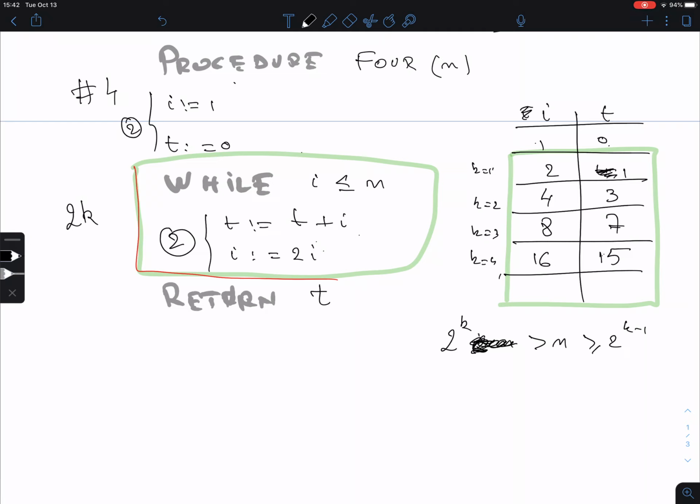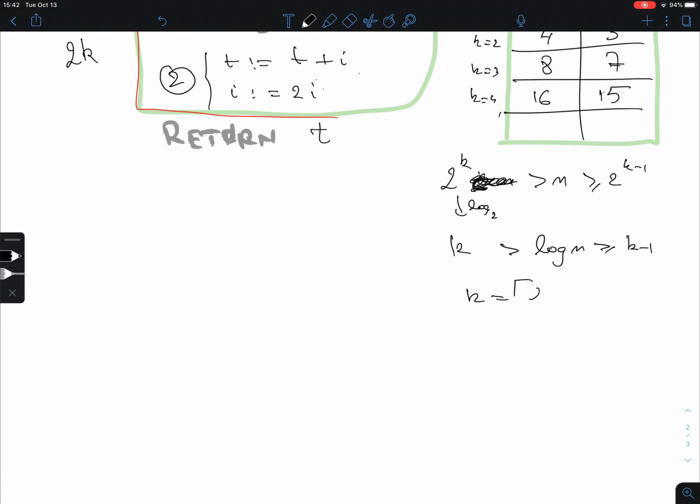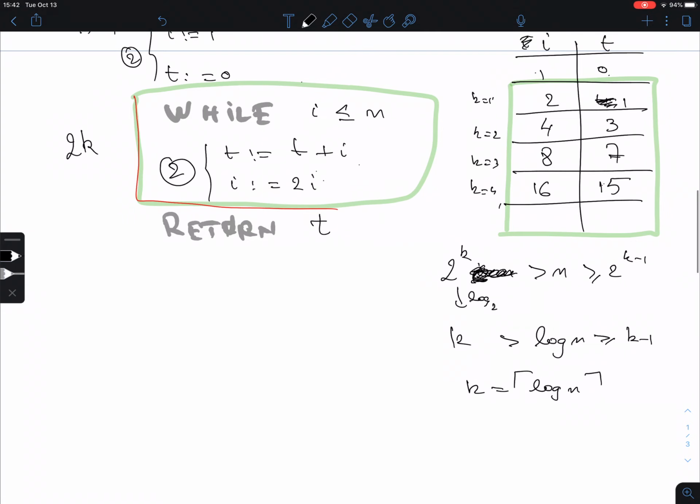Well, you have to take the logs now. So we take the log of this side, log base 2, but I'll just write log, that is k is bigger than the log of n. The inequalities don't change when you take logs, is less than k minus 1. So we can say that k is the ceiling of log of n. Alright, so this is carried out 2 times the ceiling of log of n.